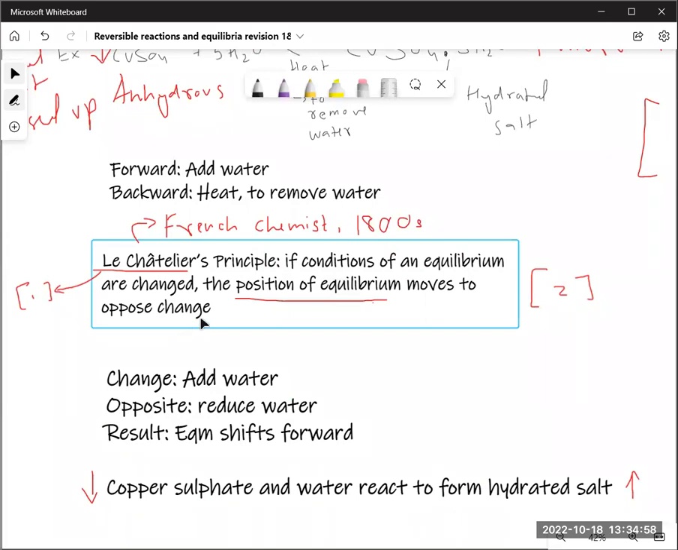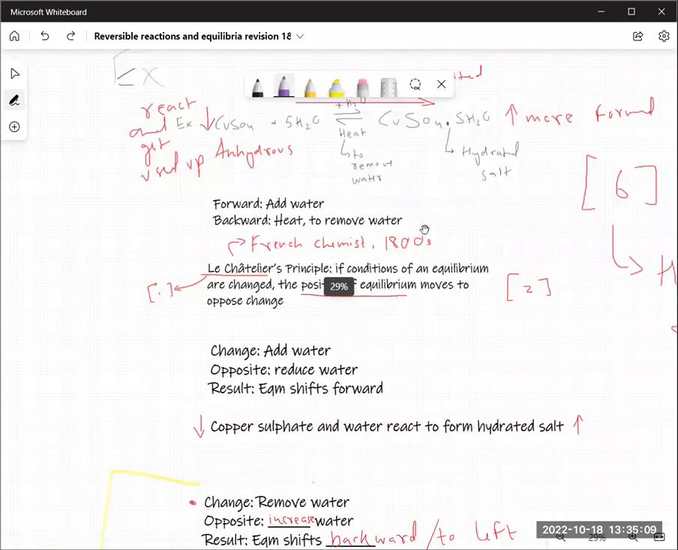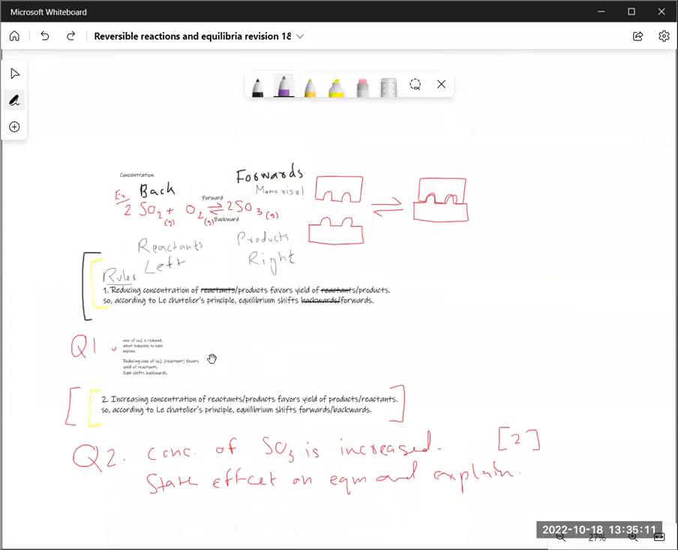Clear? Le Chatelier was a French chemist, born in the 1800s. He died in 1880. Are we supposed to know this? No, not at all. No, it's general knowledge.